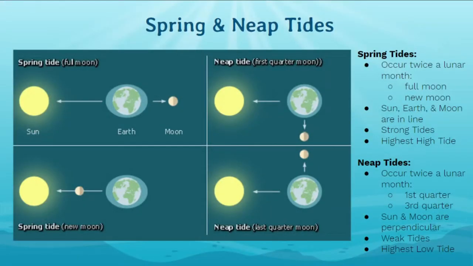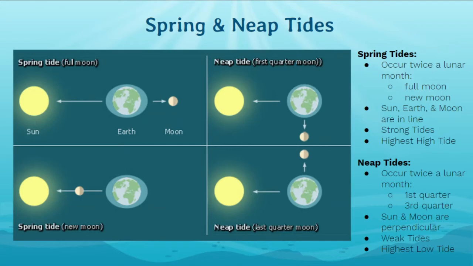Now let's talk about spring and neap tides. These happen twice each during a lunar month. We say lunar month because, as you know, the full moon and the new moon don't always happen at the same time every regular month, but they do happen on a lunar cycle, because remember that the moon is rotating around the Earth too.